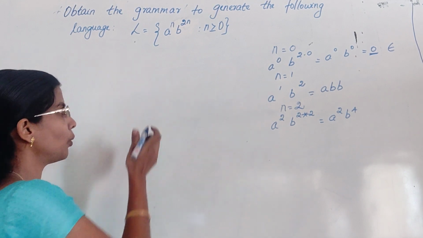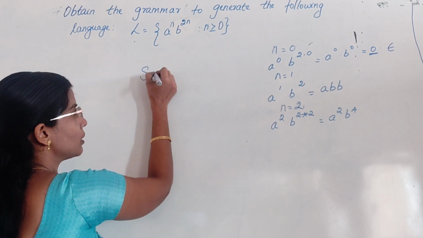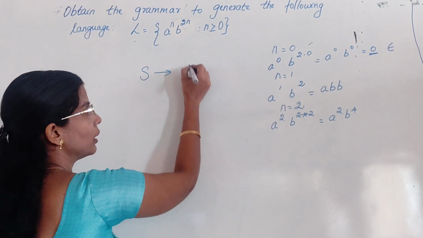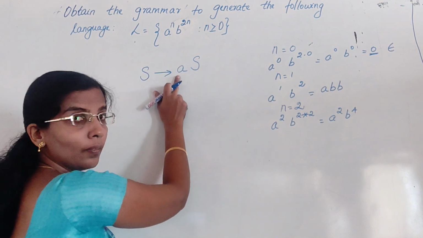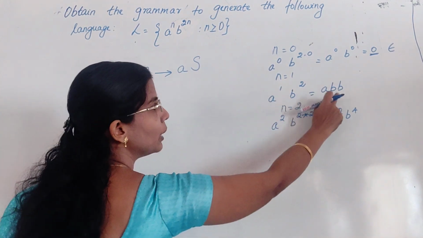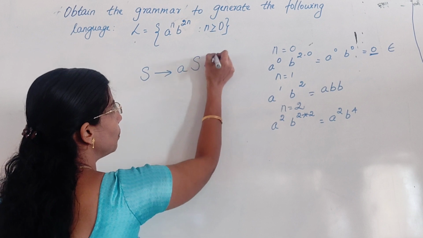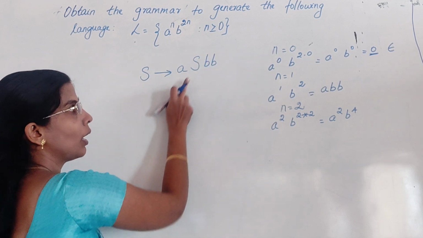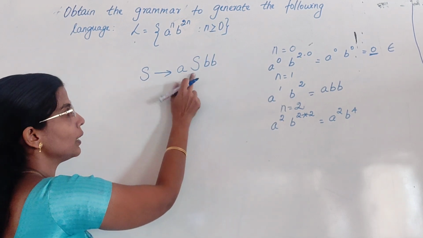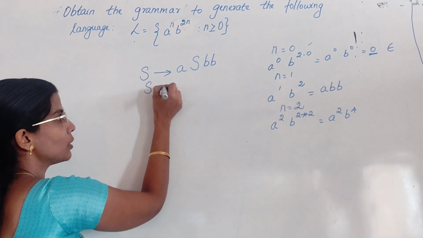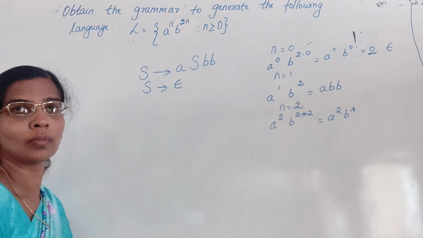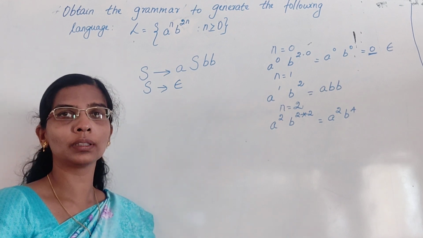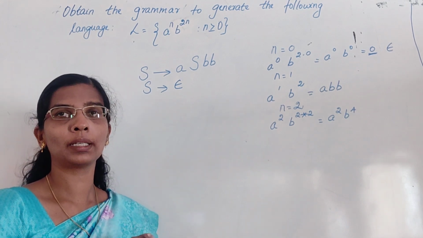Right? Now, while writing the grammar, S tends to, how to write? Yes, when I generate a single A, how many B's should I generate? BB. And how to stop this? Yes, S tends to epsilon, I need epsilon. Go through all these examples. Right? It will be clear.